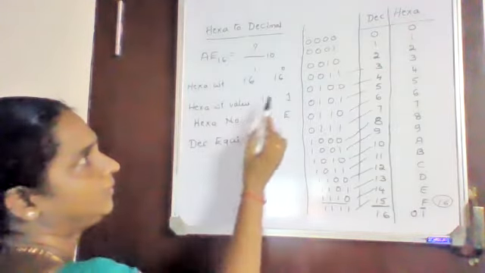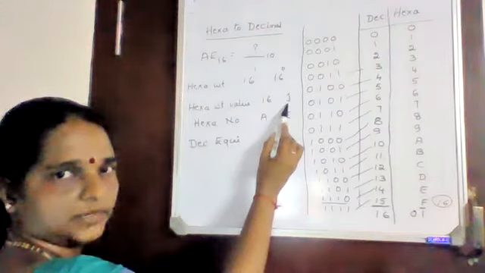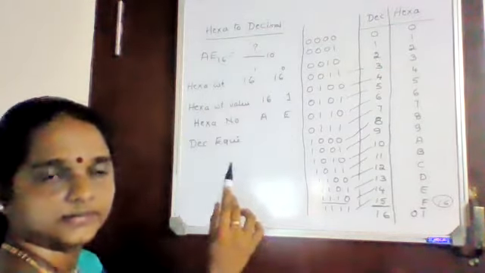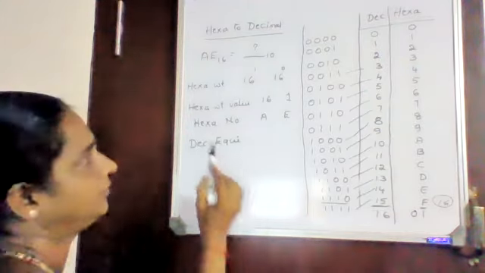Hexa weight values I have to write. 16 to the power 0 is 1, 16 to the power 1 is 16, 16 to the power 2 is 16 into 16, that value I have to write.